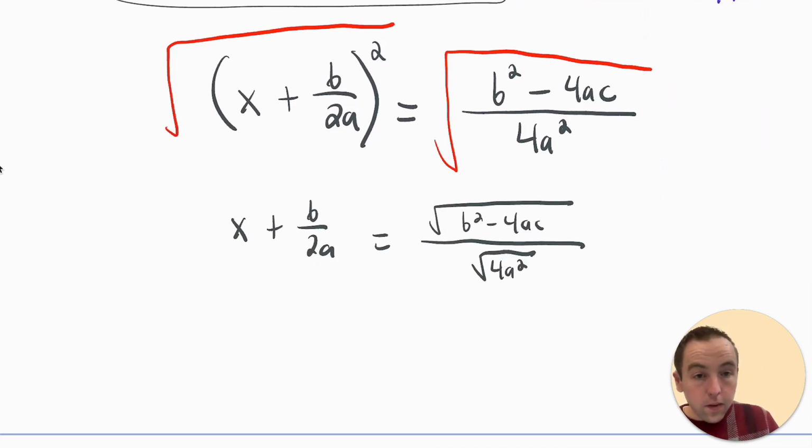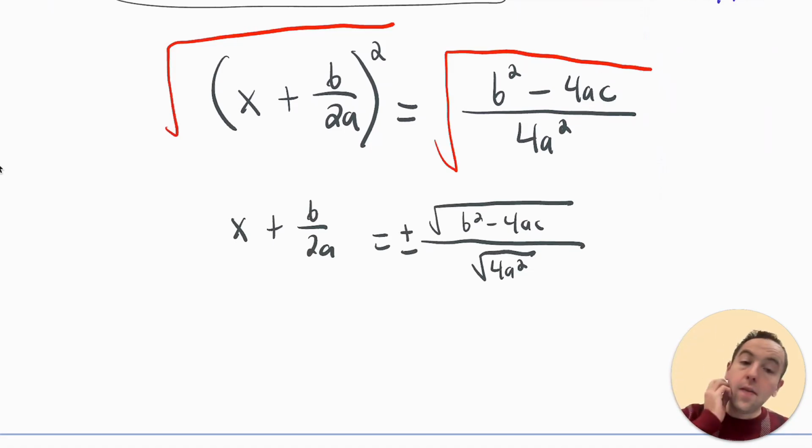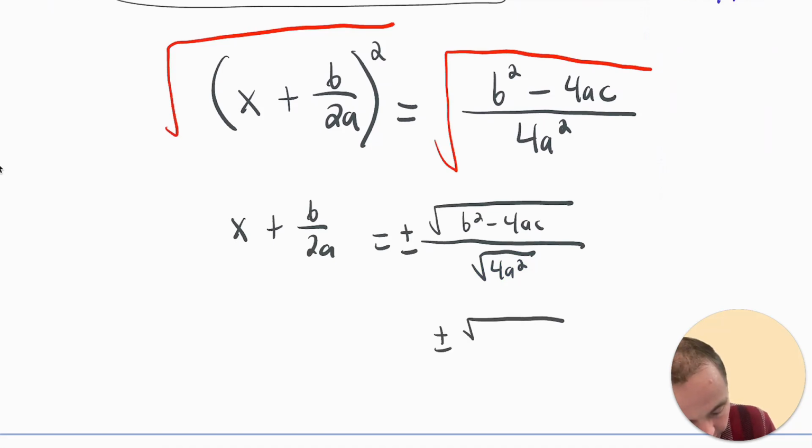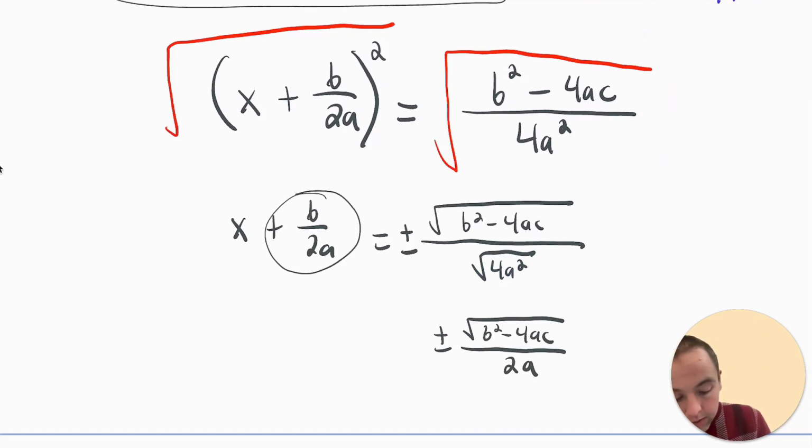Because this was also just a number, because it involved a's, b's, and c's, we actually get both the positive and the negative roots there as well. It does turn out that right there, the square root of 4a squared we can simplify because 2a times 2a equals 4a squared. So I'm going to be able to write that as plus or minus the square root of b squared minus 4ac, I'll just leave that as it is, over 2a. And then I'm also going to get the x alone by subtracting the b over 2a.